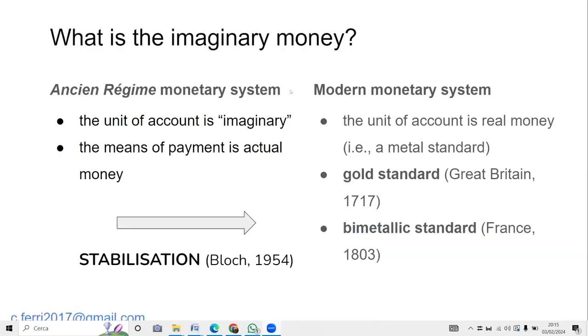But first of all, let's see what imaginary money is, because in the ancien régime monetary system, the unit of account is imaginary. It is not issued, so it is split from the means of payment, that is actual money. Then a process of stabilization against the metal brings the imaginary money to a form of metal standard, that is, the unit of account is unified with real money, and it's the case of the gold standard in England and the bimetallic standard in France.